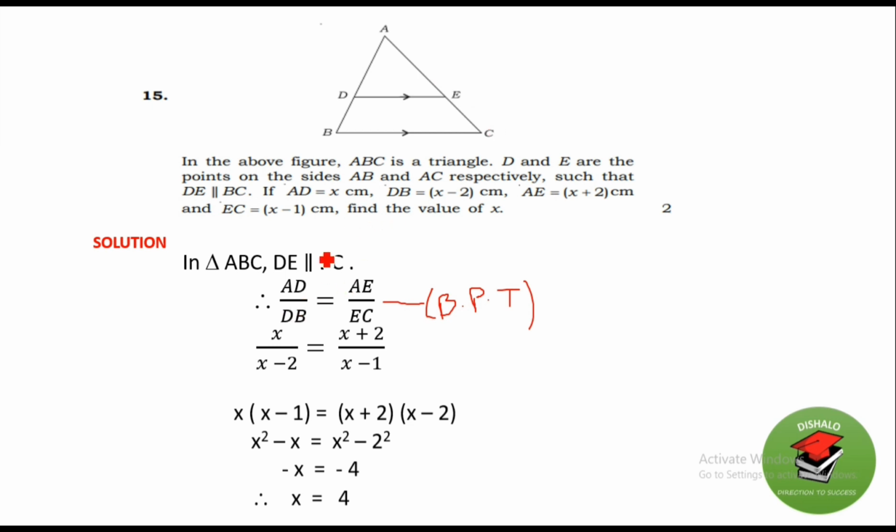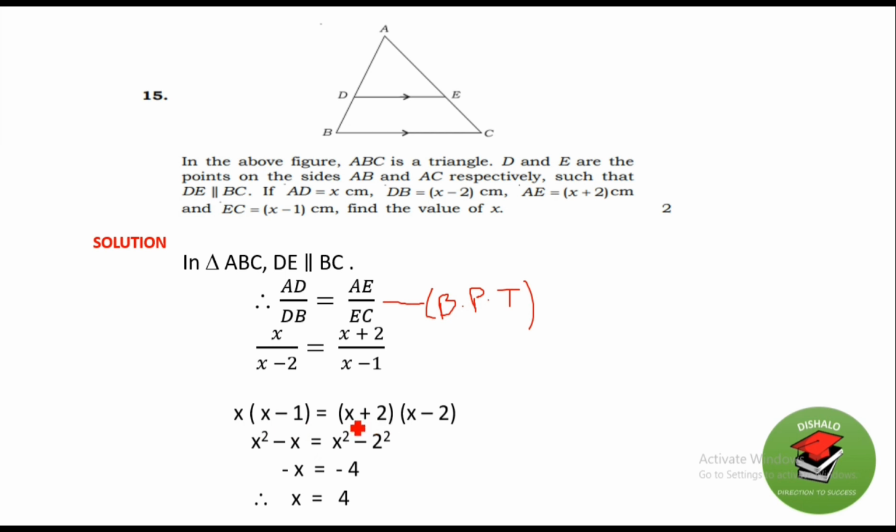So what is AD? It is given x. What is DB? x minus 2. What is AE? x plus 2. And what is EC? x minus 1. So when we cross multiply, we get x into x minus 1 equals x plus 2 into x minus 2. So x into x is x square minus x into 1 is x.